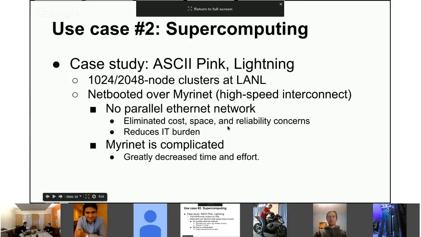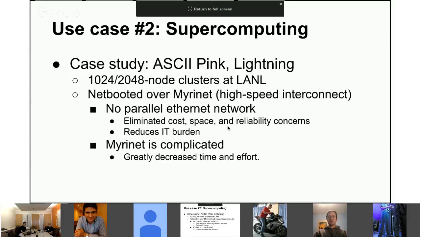So that eliminated a lot of cost. It eliminated space required to run the cables to each of those thousands of server nodes, in addition to switches. And every time you plug something into a machine, you have a reliability concern. For most people, if you plug something in and it doesn't work, well, you unplug it, you plug it in again, move on with life.